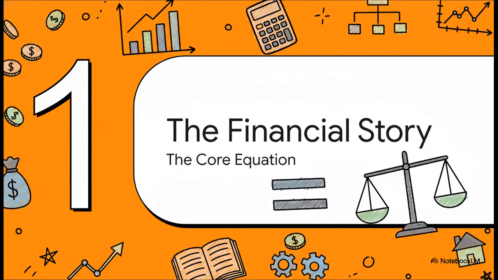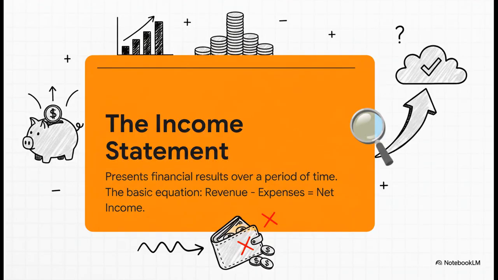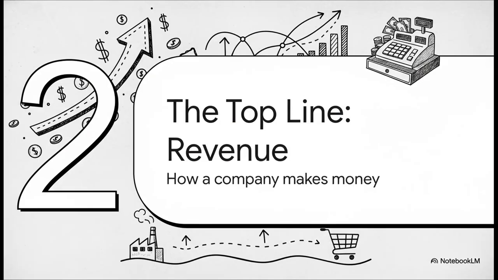All right, let's dive into Section 1, the financial story. You'll see that at the heart of this whole thing is one incredibly simple equation. When you boil it all down, the income statement is built on this one powerful idea. Revenue minus expenses equals net income. That's it. Everything else we're going to talk about just flows from this simple concept. It's the story of a company's profit or its loss over a set period of time, like a quarter or a whole year. So let's start at the very top of that equation, right at the beginning.